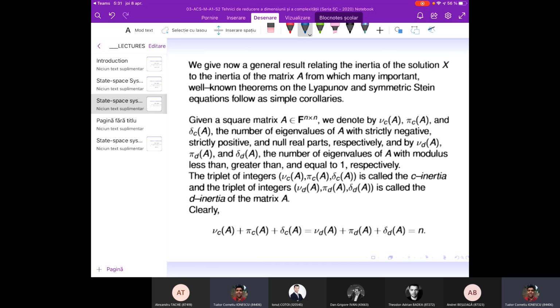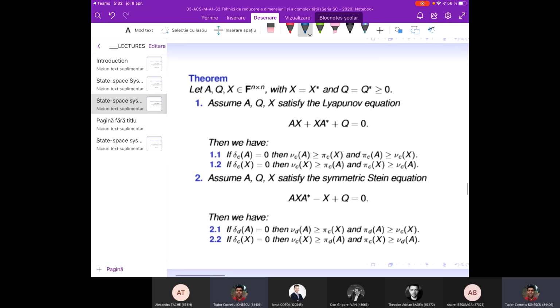Clearly, if you add up these quantities, you end up with the dimension n of the matrix A. And the result says that if you have n by n matrices A, Q, and X, with X Hermitian, Q Hermitian and positive semi-definite, and you assume that they satisfy the Lyapunov equation AX plus XA Hermitian plus Q equals 0, then we have the following. You have no zero real part eigenvalues.